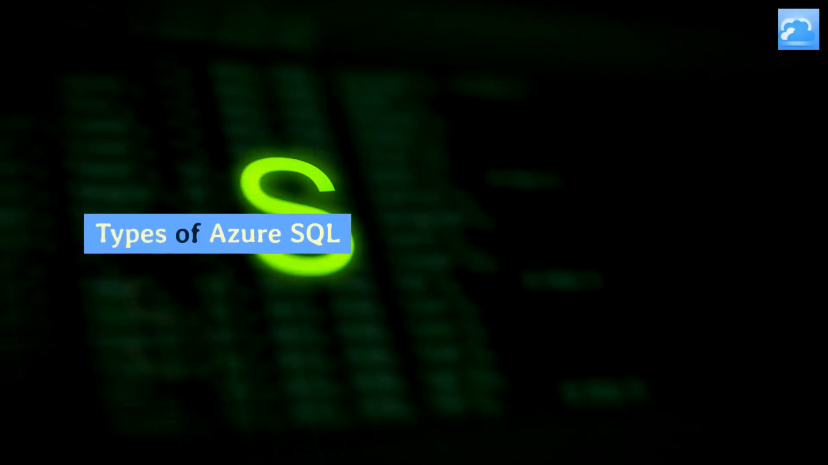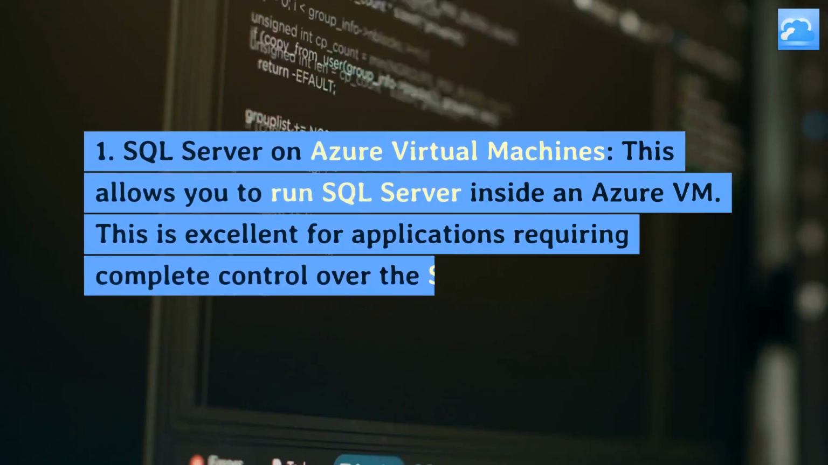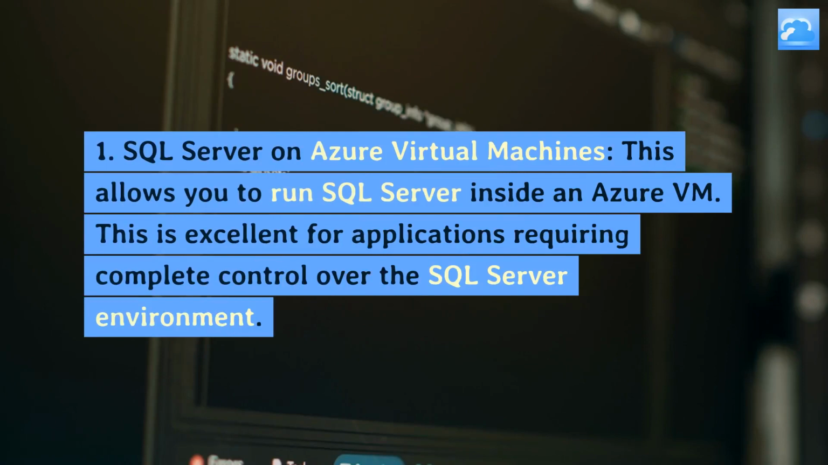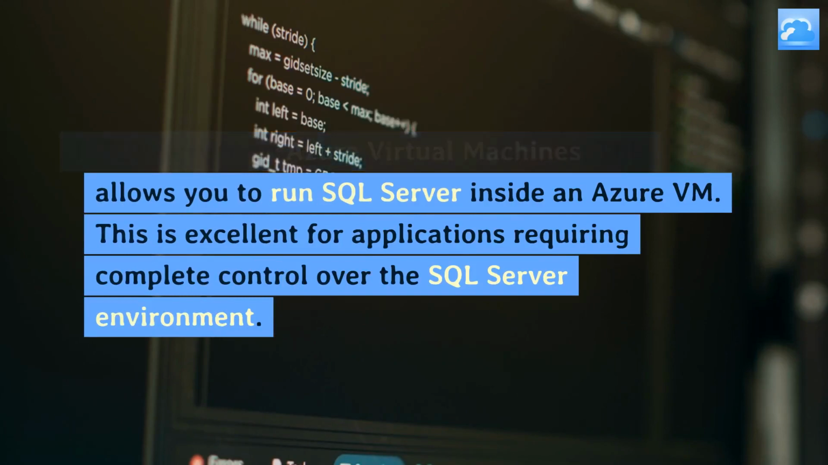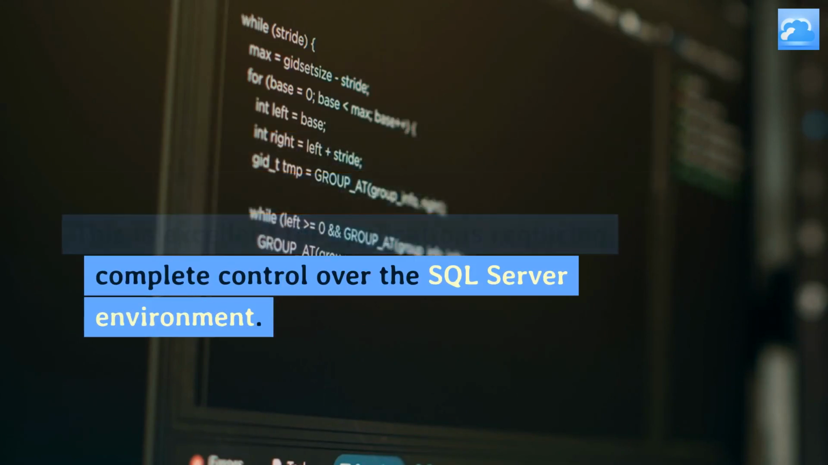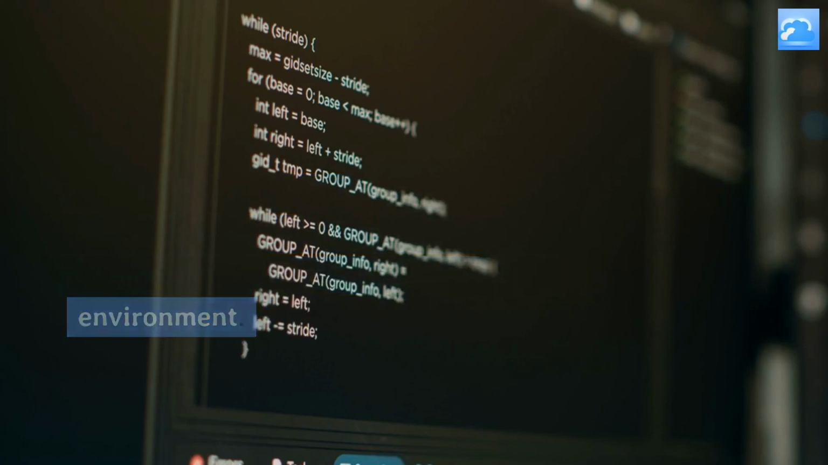Types of Azure SQL. 1. SQL Server on Azure Virtual Machines. This allows you to run SQL Server inside an Azure VM. This is excellent for applications requiring complete control over the SQL Server environment.